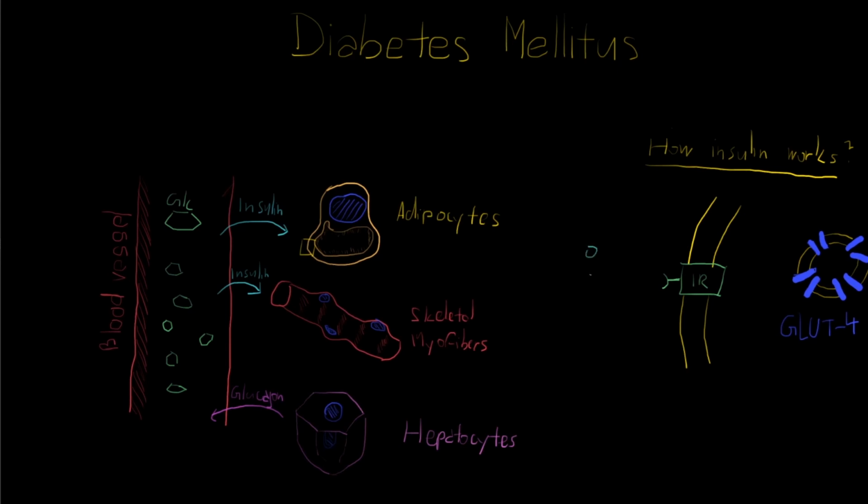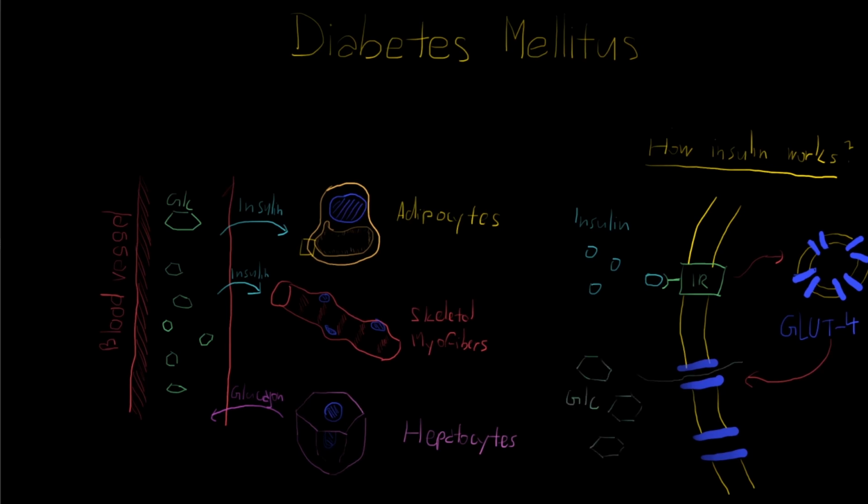Okay, and so what happens when insulin binds to the insulin receptor? So when the insulin binds to the insulin receptor, this will trigger a cascade of events that will lead to the movement of this vesicle that's found inside the cell towards the membrane. And then the vesicle will incorporate into the membrane along with all its transporters. So it will look something like this. Okay, and now all the glucose that's found outside of the cell can finally move inside the cell, adipocyte. Okay, and this is roughly how insulin works.